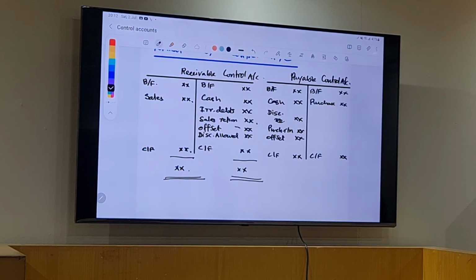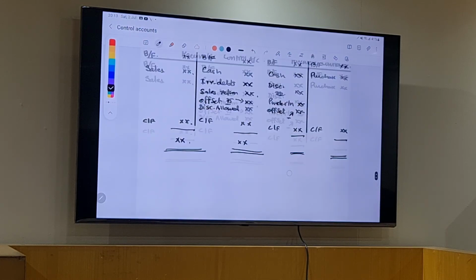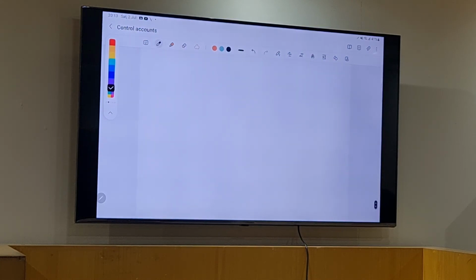Suppose this number is 75, how much should be here? There also 75. It will be the same number in both places. And this is the format of the payable control account. Okay. Is that clear now? Now let's talk about discount.